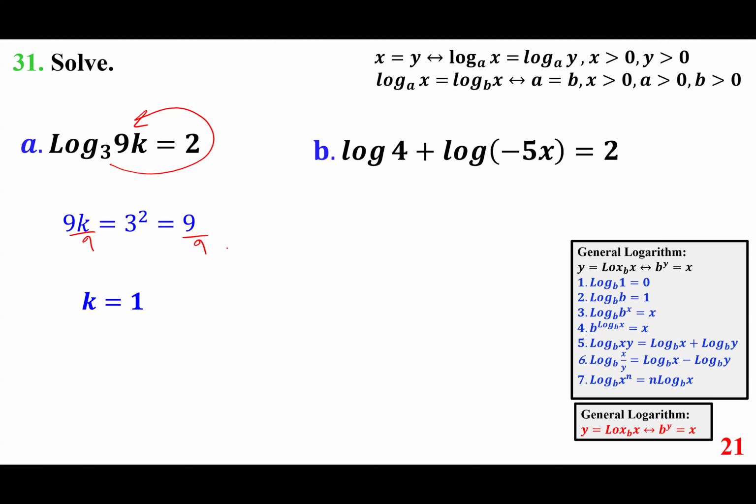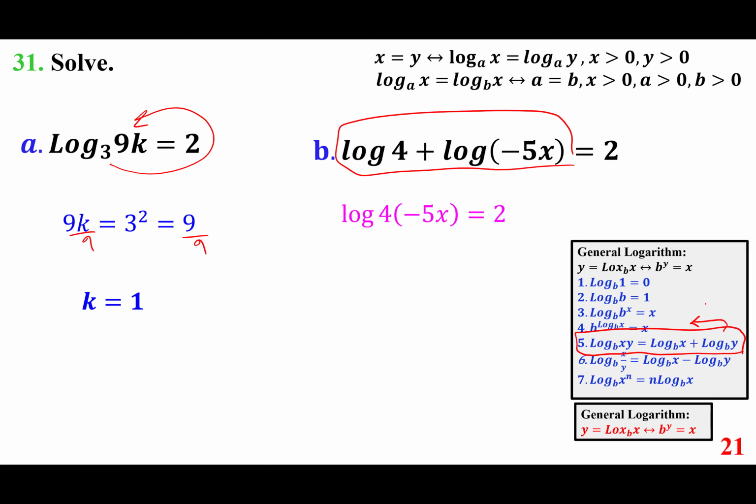Log 4 plus log of negative 5x equals 2. In order for you to solve a logarithmic equation, everybody, you must bring it to a single log. So this one follows number 5, the product rule, and we move this way, becomes log of 4 times minus 5x, which is log of negative 20x equals 2.